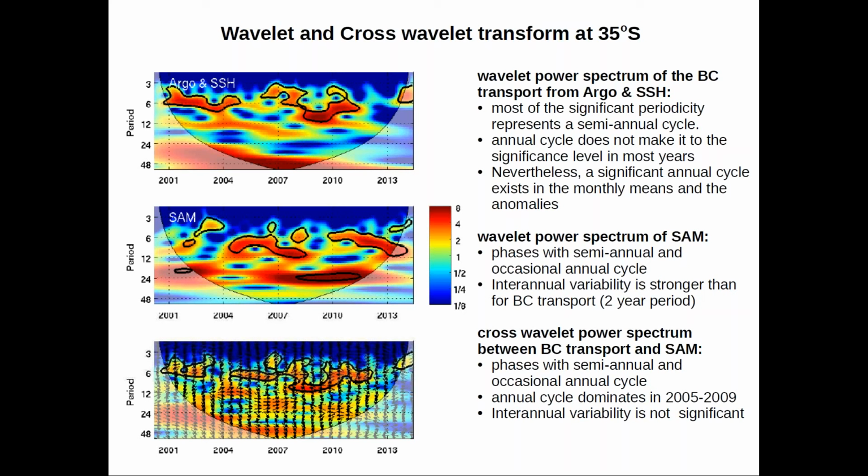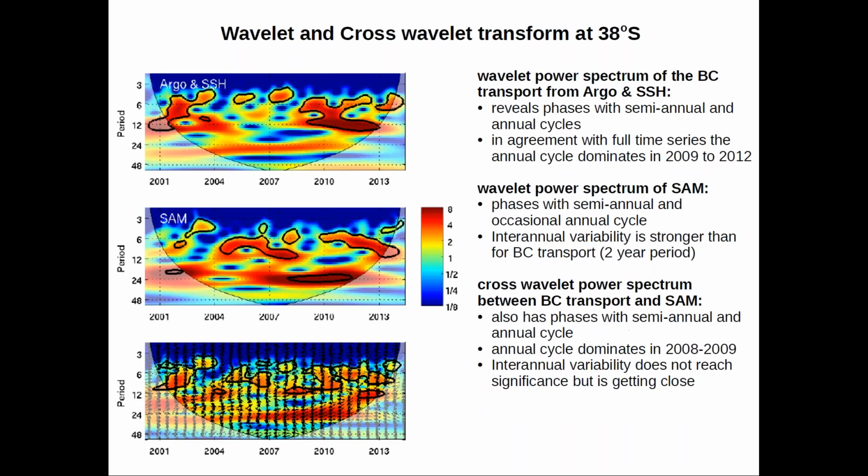But on the climatological mean I showed before, it does have an annual cycle. Only in the wavelet it doesn't really show up that strongly. But it has the highest power in the annual cycle for a short period of time.